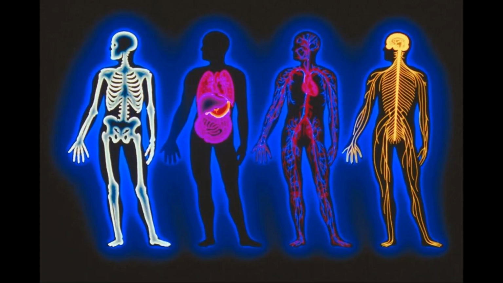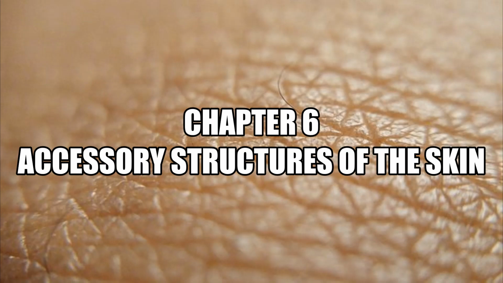Today we're going to talk about chapter 6, accessory structures of the skin. Accessory structures of the skin include the hair, nails, sweat glands, and sebaceous glands. These structures embryologically originate from the epidermis and are often termed appendages. They can extend down through the dermis into the hypodermis.